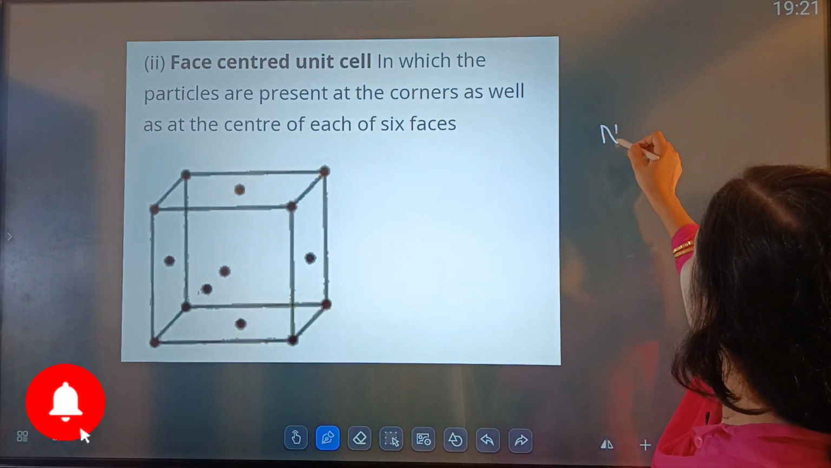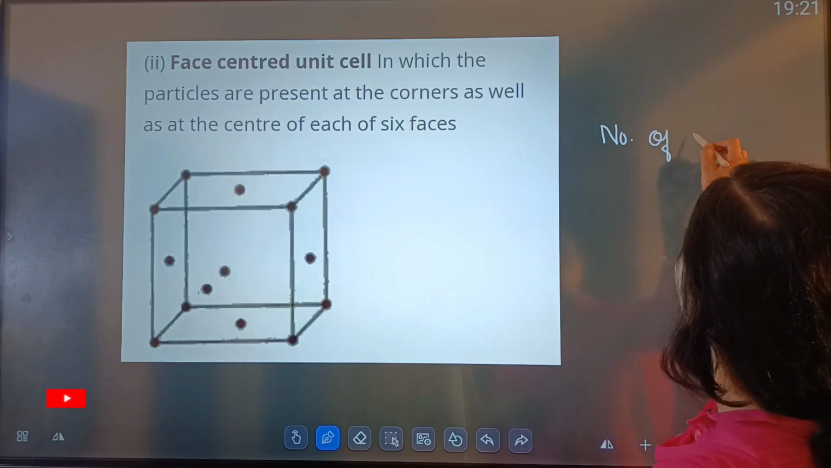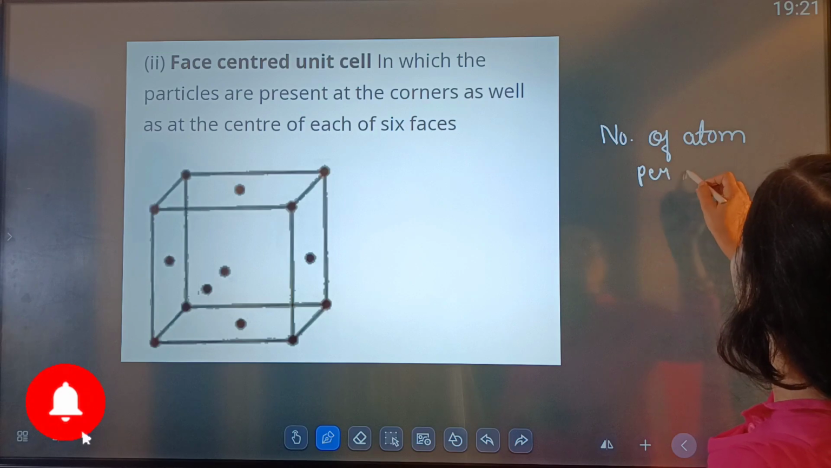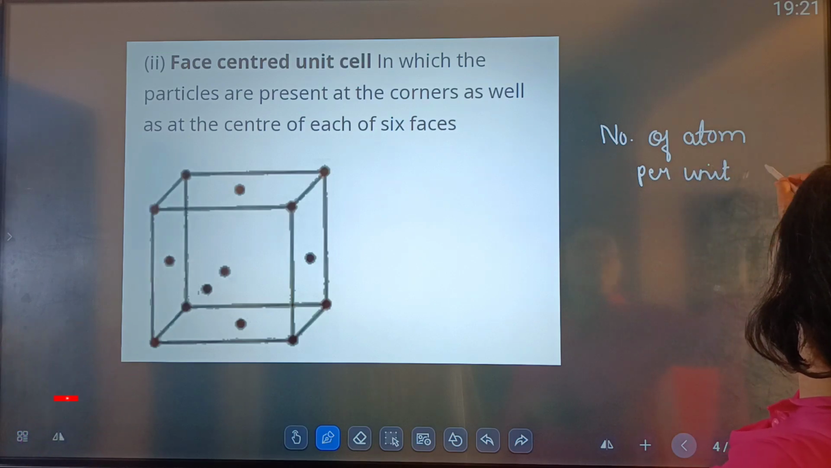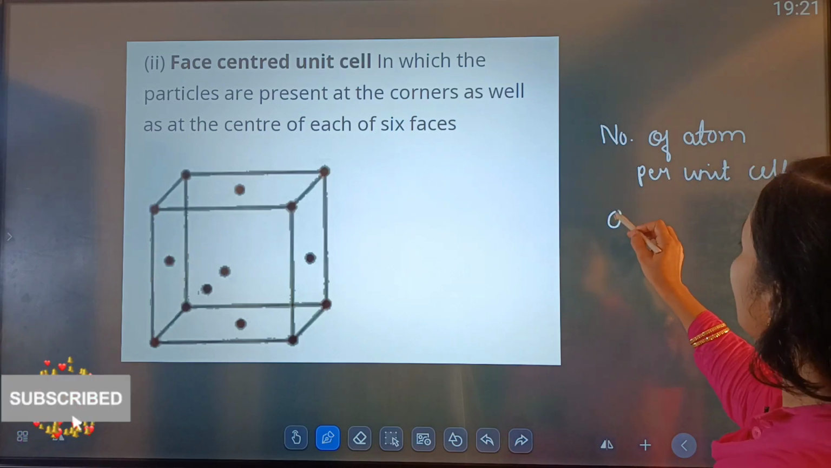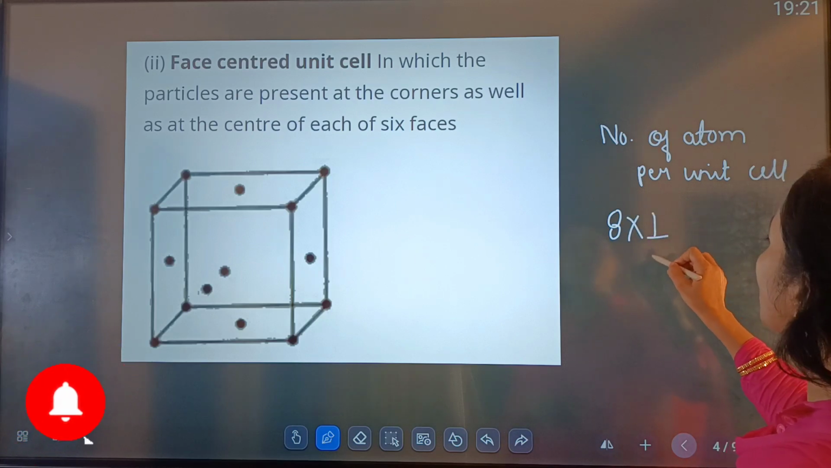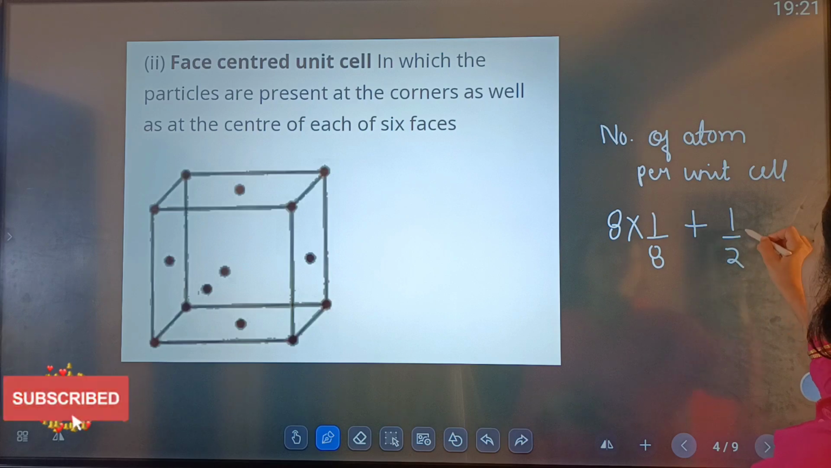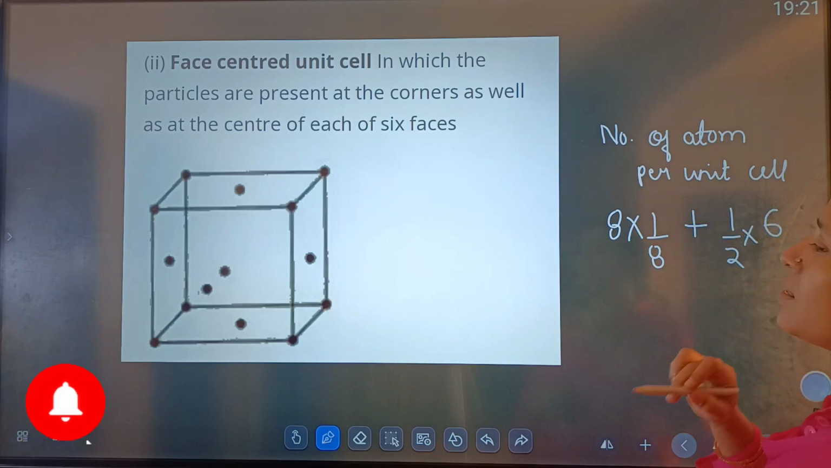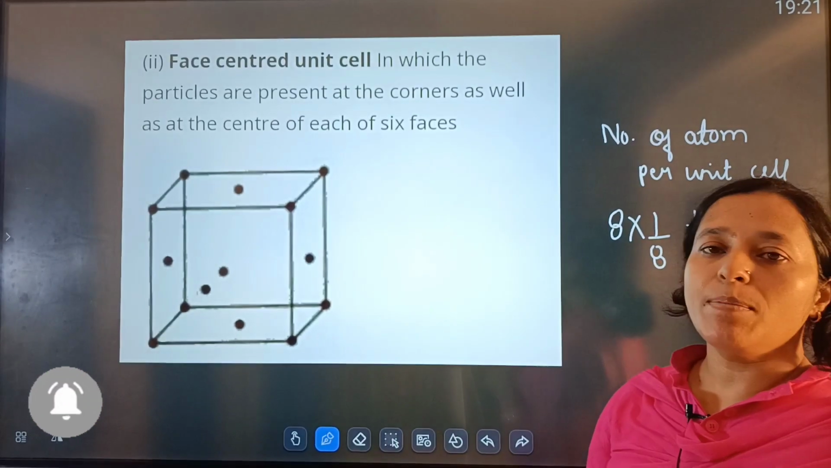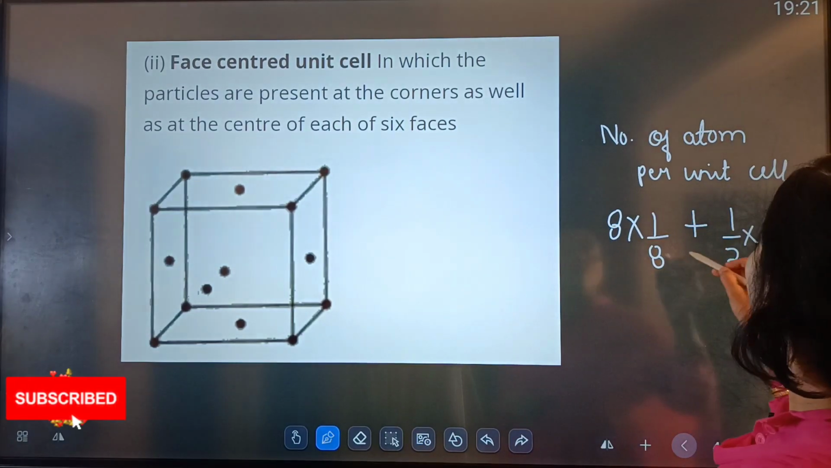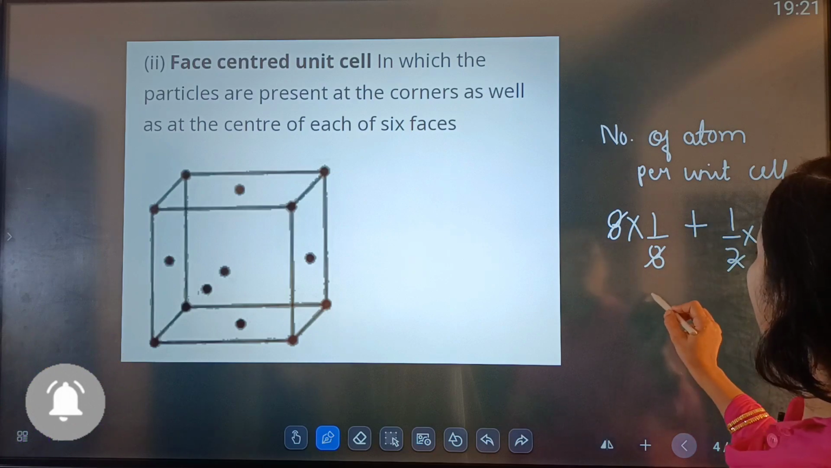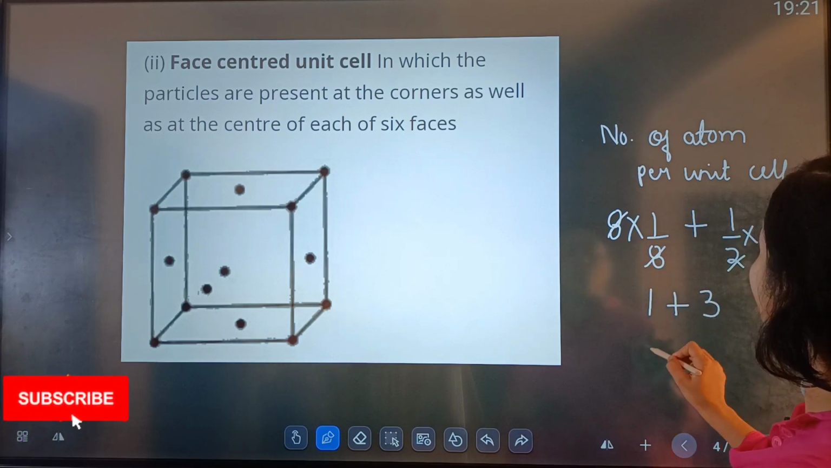So how will we calculate the number of atoms per unit cell? Eight particles are present at the corners, so 8 into 1 by 8, plus there are 6 faces, and from each face half of the atom will be shared by the next unit cell. So the total number of atoms in the FCC structure will be 4.